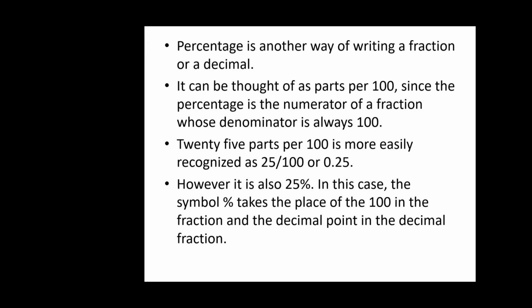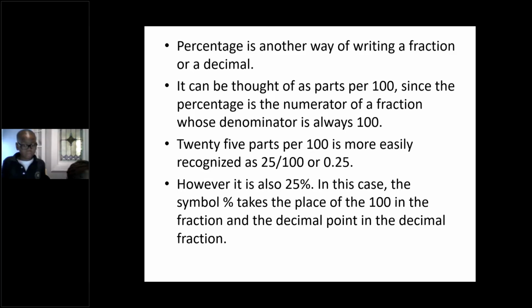So we use percentage, and it's just what it says here. It's another way of writing a fraction or a decimal. It is thought of as parts per 100. In other words, 85%, if you were to write it as a fraction, would be the same as 85 over 100. If you wrote it as a decimal, it would be 0.85. Essentially, you just move the decimal place over 2 places to the left.